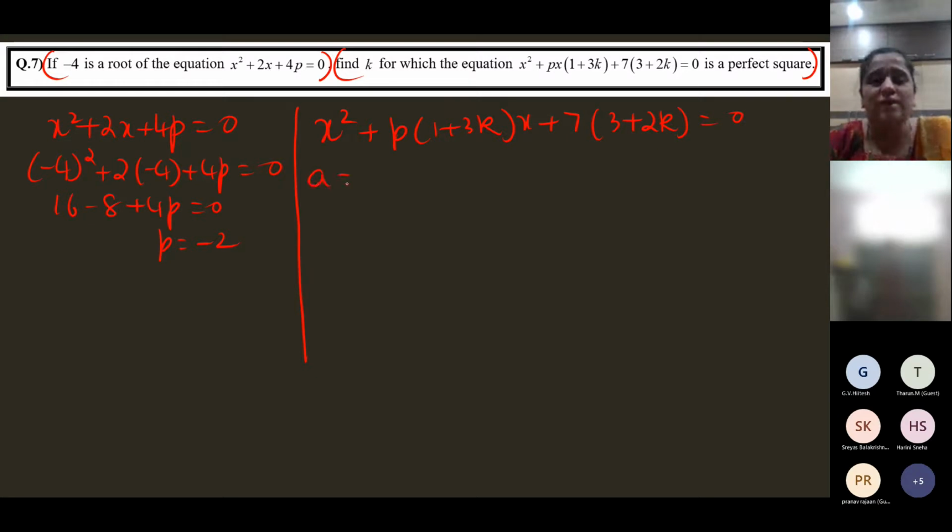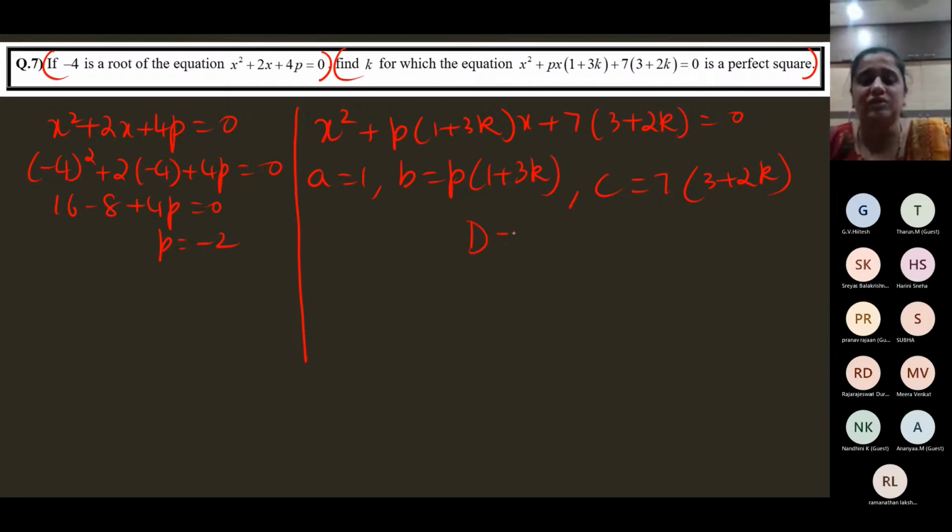So what's the value of a? 1. B, children, what's b? Ignore X, everything other than X. Just cover X. Use your finger and cover only the X term. The rest of it is B: P into 1 plus 3K. And what is C? Everything else: 7 into 3 plus 2k. This is C.